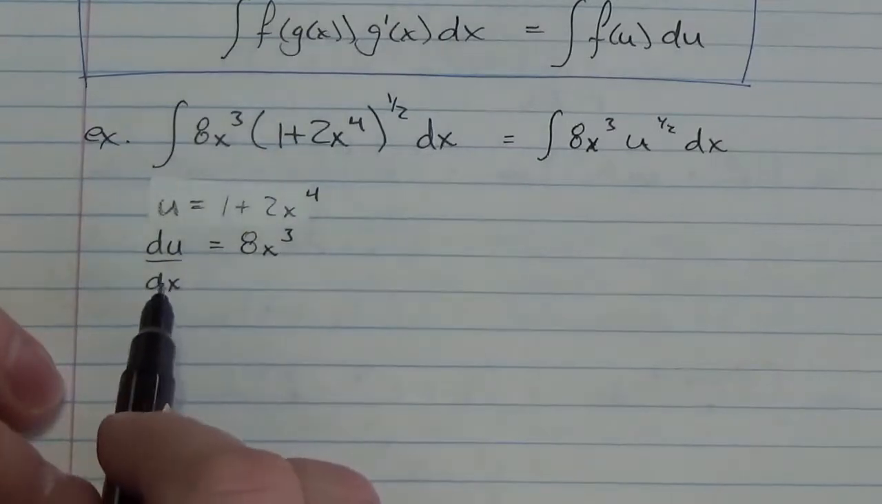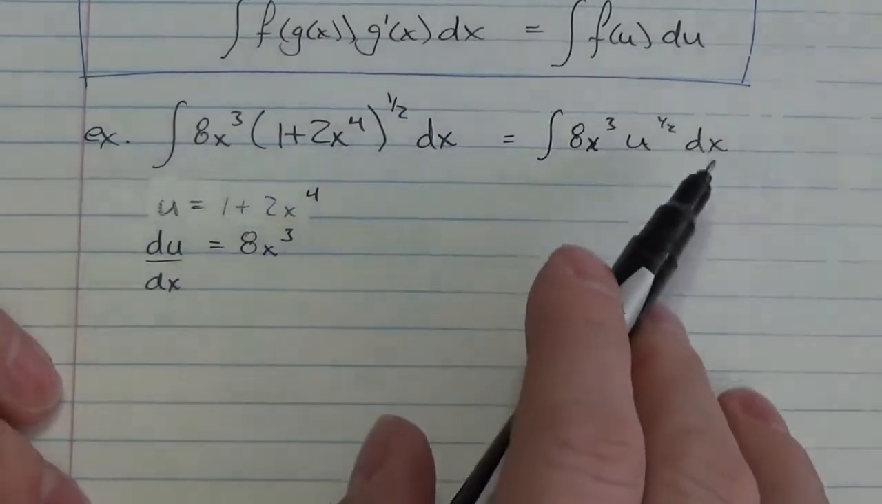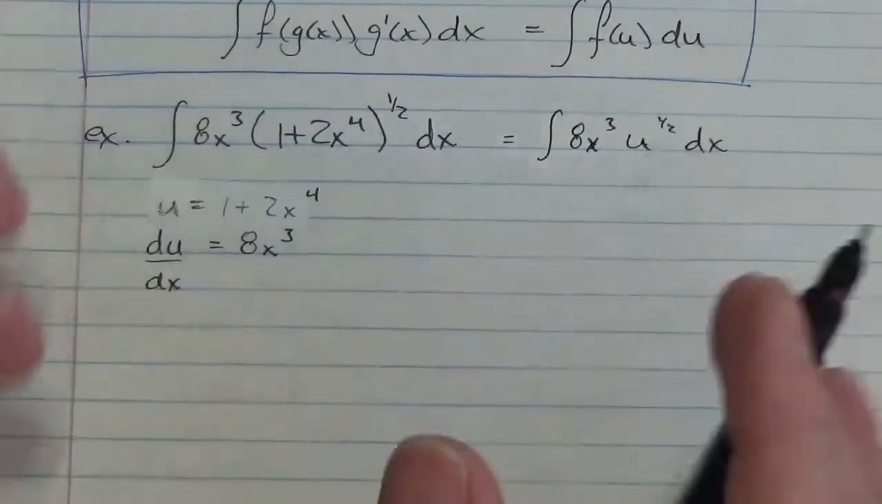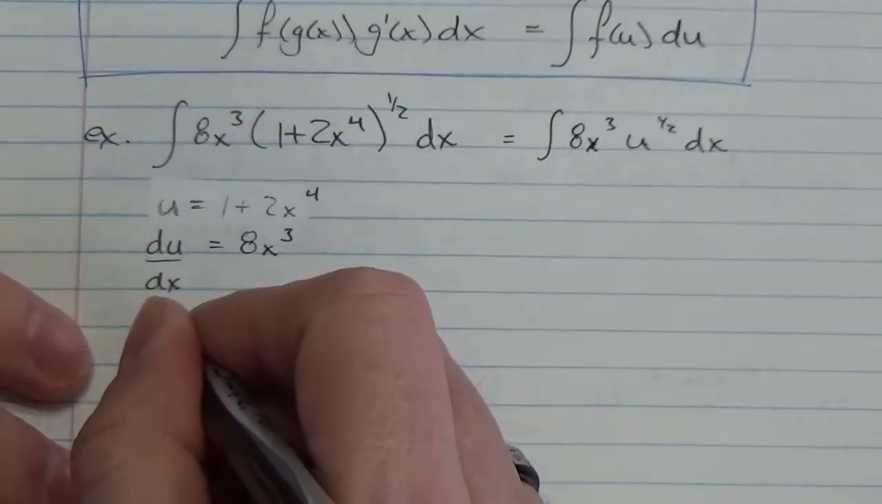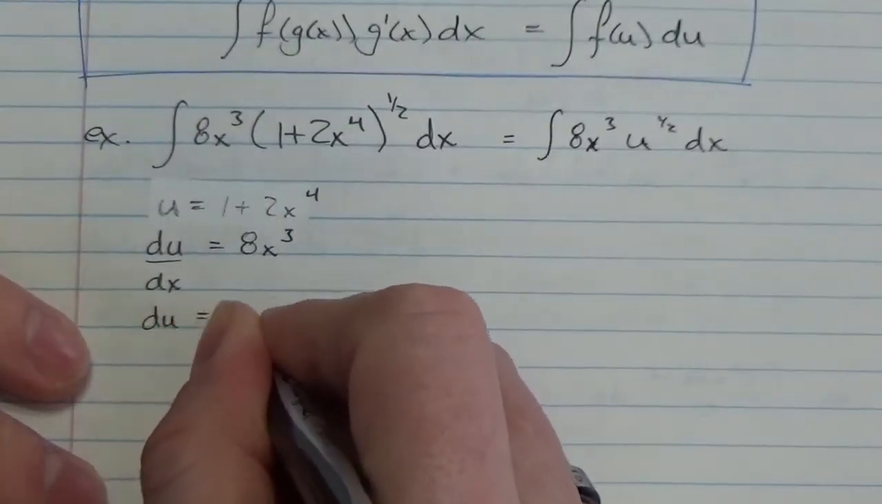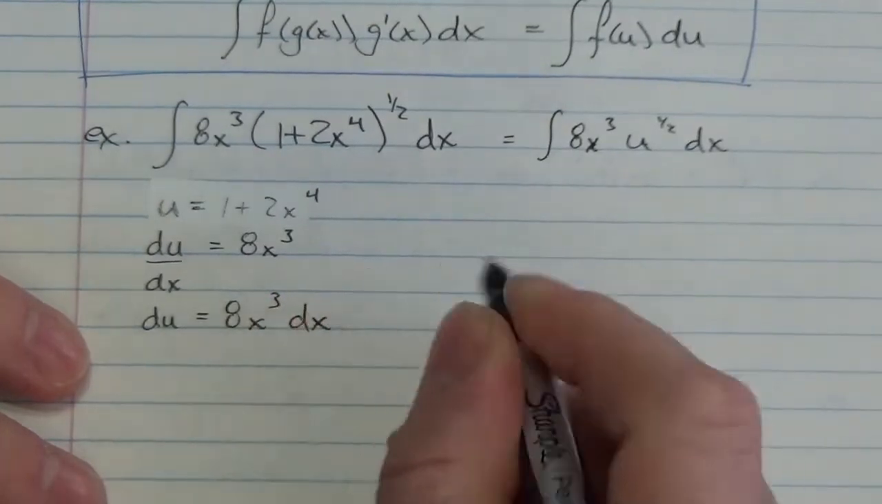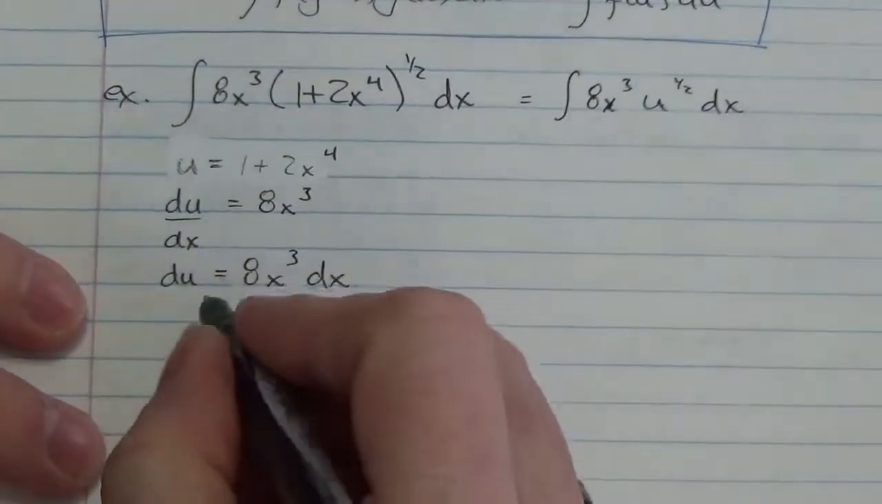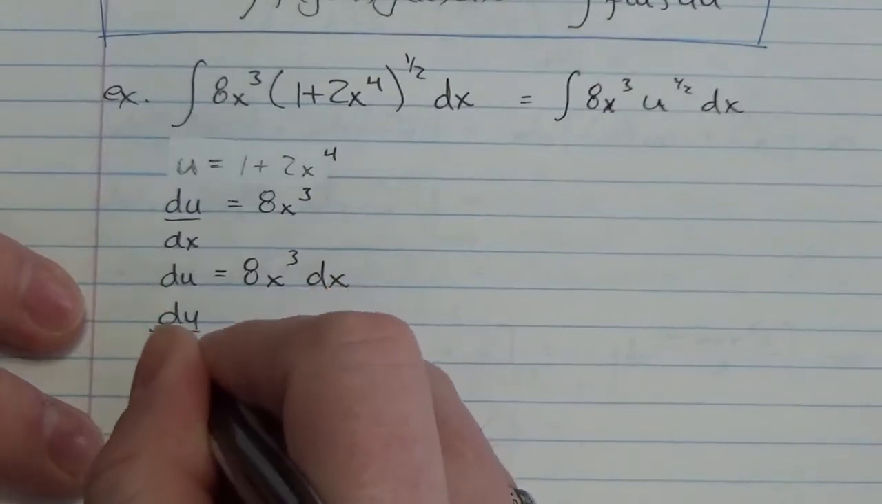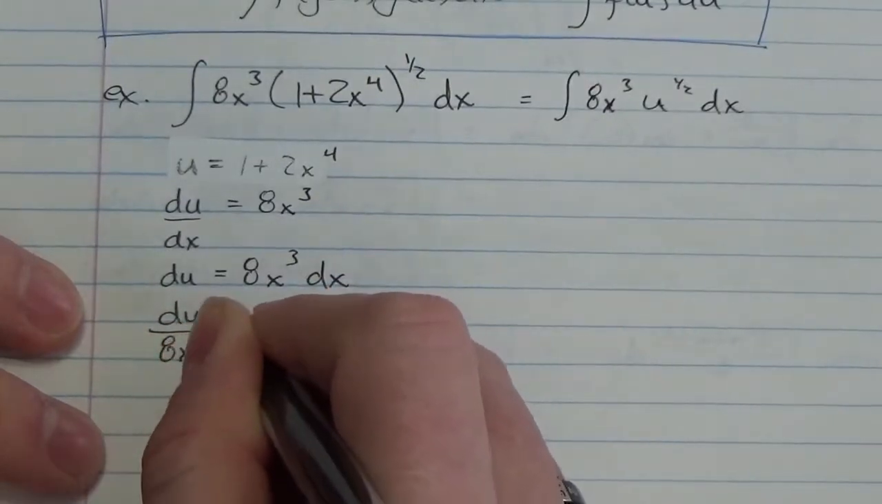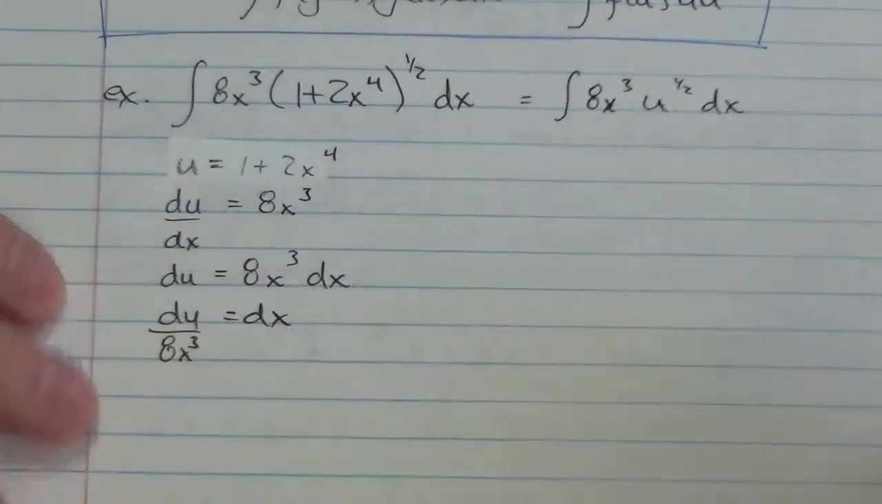Normally what I would do here is I would straight out solve for dx. I know there's other ways of doing this, but that's what I would do here. So in my first step here, I would make this du equal to 8x cubed dx, and then I would divide. So I'm going to get du over 8x cubed is equal to dx.